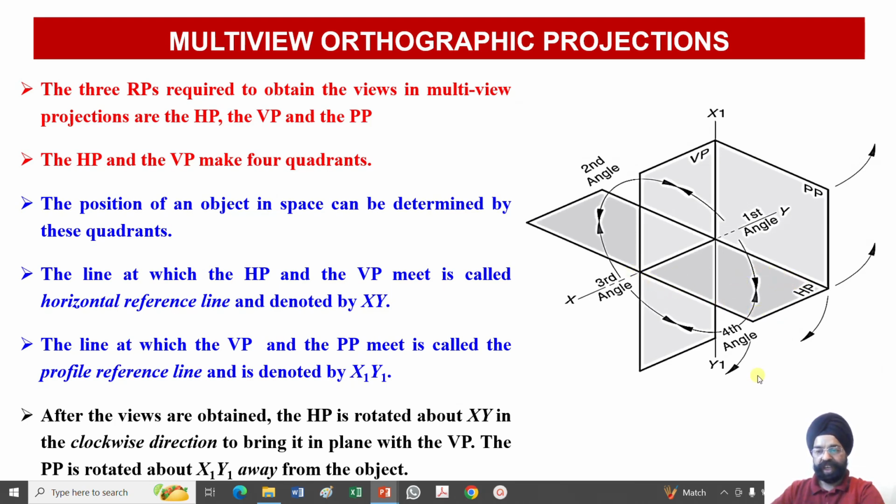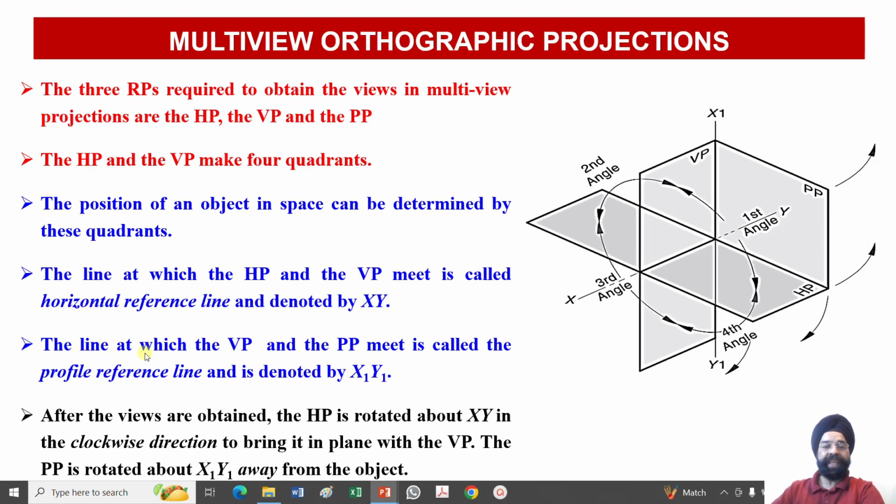So this horizontal plane will be rotated clockwise. In the first and fourth quadrants, this portion of the horizontal plane will be rotated downwards, that is clockwise, whereas if the projections are obtained in the second or third quadrant, then this portion of the horizontal plane will be rotated upward, so that both the projections, the front view and top view, can be represented in a single plane or on a single piece of paper.